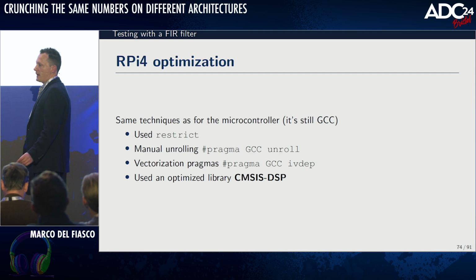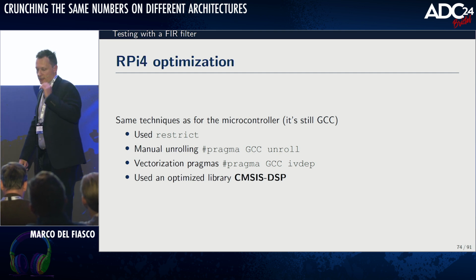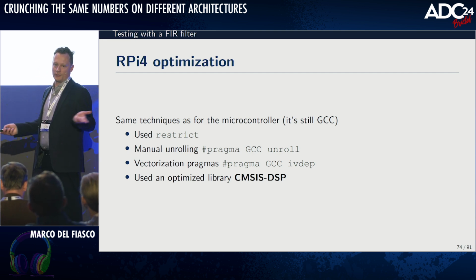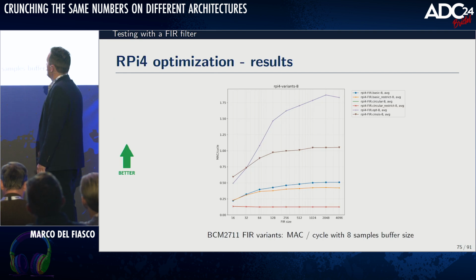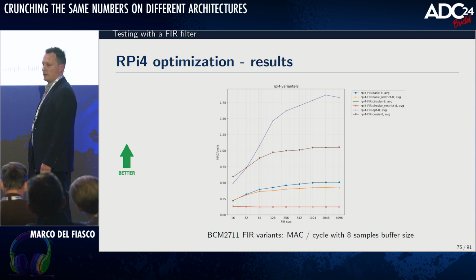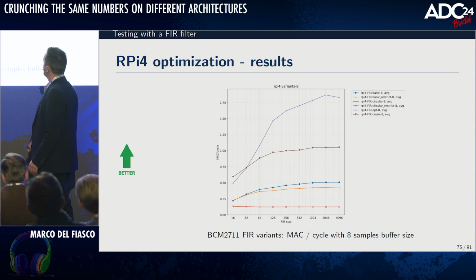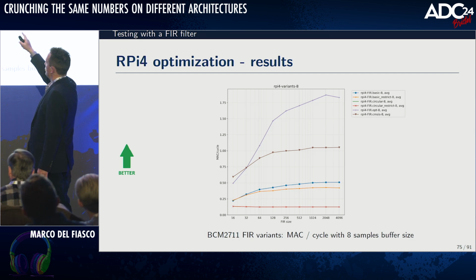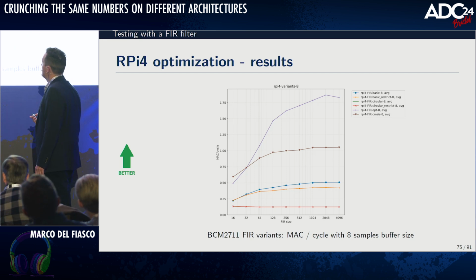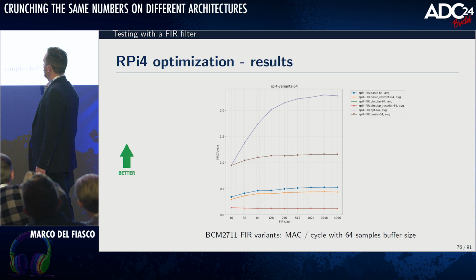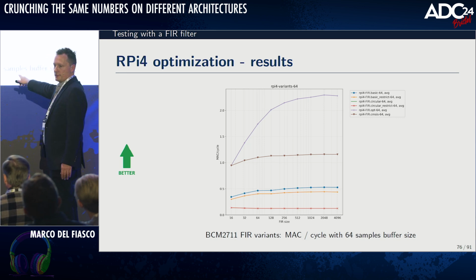And on the Raspberry Pi, I did basically the same as the microcontroller because it's always GCC. Those were my results. So the best version here is not the Cortex CMSIS DSP library, but my C version that was only unrolled and vectorized. So I reached a peak value of about 1.75 MACs per cycle. Greater values with 64 sample buffer size.